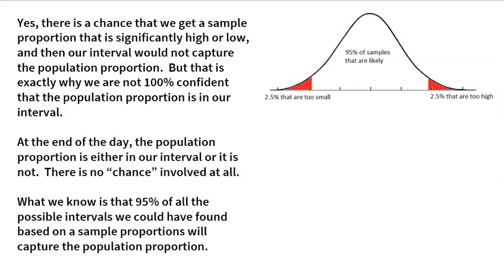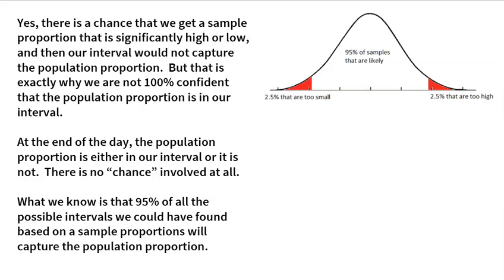So listen, yes, there is a chance that we get a sample proportion that's significantly high or low, and then our interval would not capture the population proportion. But that is exactly why we're not 100% confident that the population proportion is in our interval. So again, let's break it down one more way.